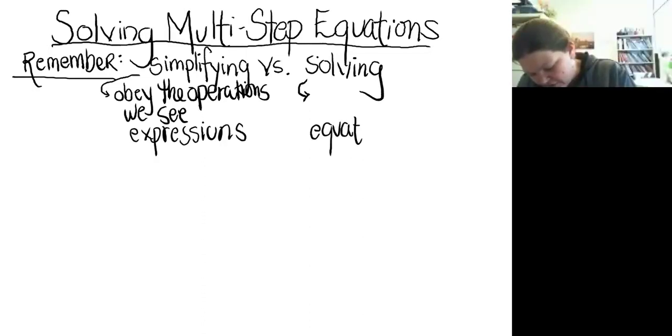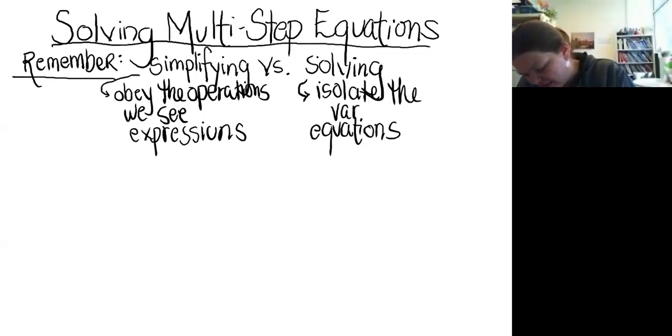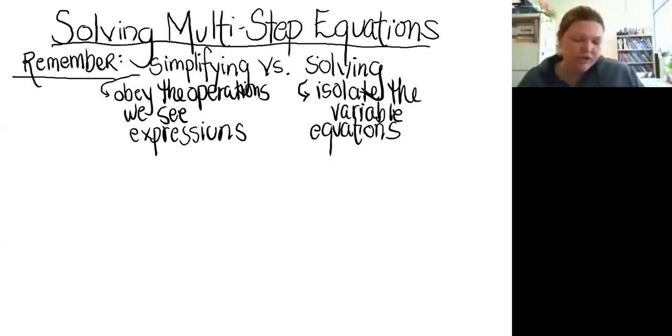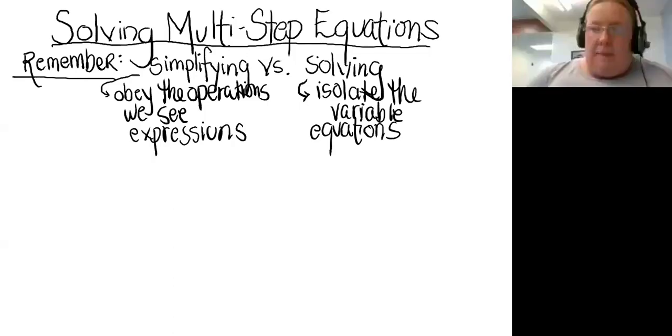And solving is when we find the value of the variable that makes things true. And so far from what we've learned, we do that by isolating that variable. That's getting that letter alone. Okay, so we're going to use both simplifying and solving today. We're going to see how they both actually are two sides of the same coin. So we're going to look at that.